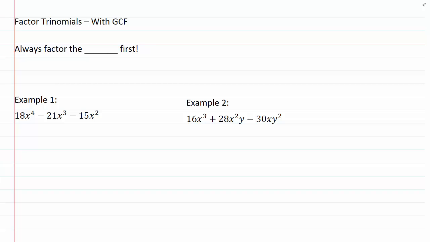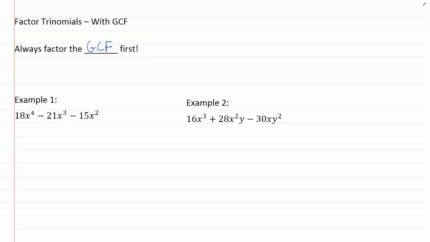Factor trinomials with GCF. Always factor the GCF first. So that means that from here on out, whenever we come to a trinomial problem, the first thing that we want to check is see if we can find a common factor in all of the terms that we can pull out. And then after that, we'll proceed doing our normal reverse FOIL trick.